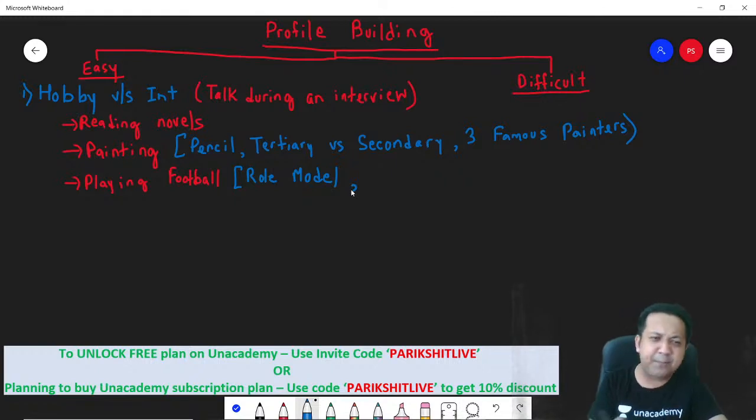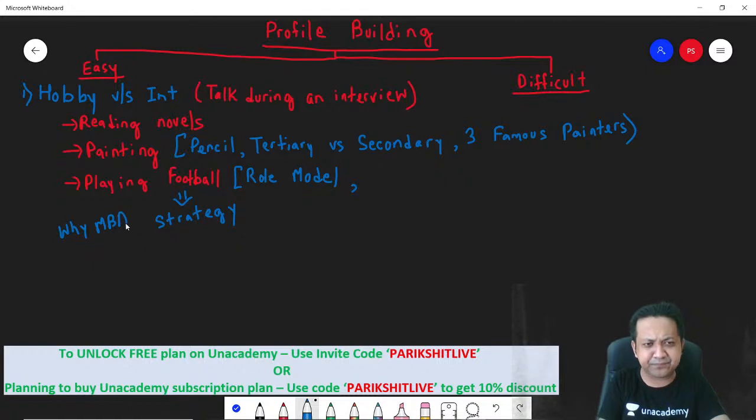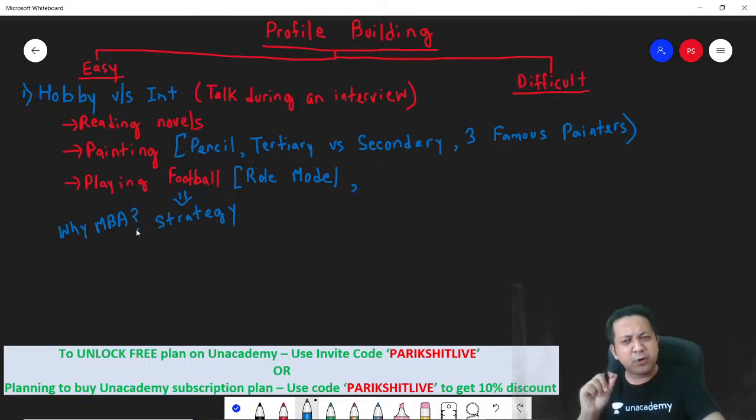And the best example about football, you know what? If it is football, you can talk a lot about strategy. If you say football is your hobby, you can connect to it. Why MBA? Think about it. Football is all about strategy. The players are placed at specific positions on the field.